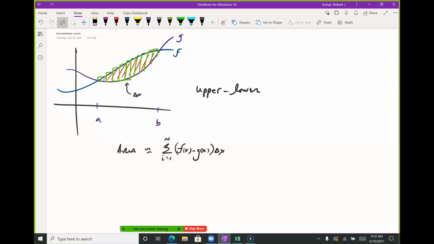So why do I want upper minus lower? I want my area to be positive, okay? So I want the area to be positive. Delta x will always be positive. And if I use upper minus lower, I'm gonna keep things positive. And that's what I want every time, okay? And so this is going to be a theme. It's always going to be an upper minus lower or a right minus left.